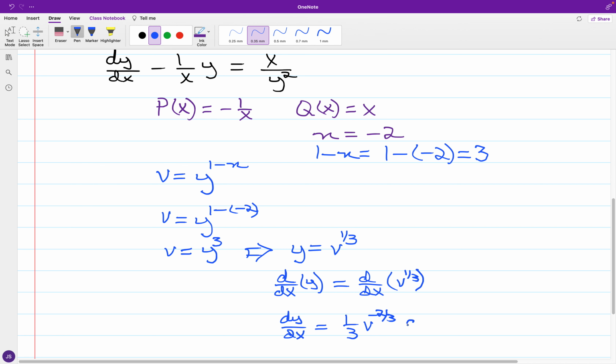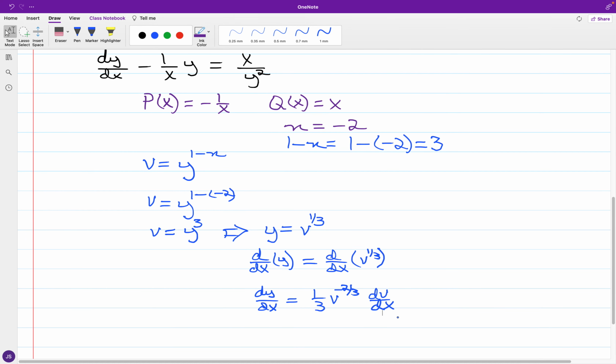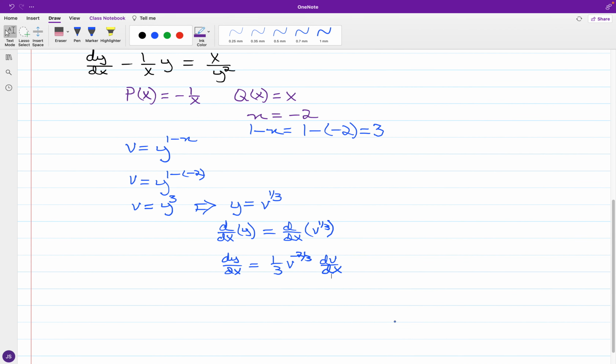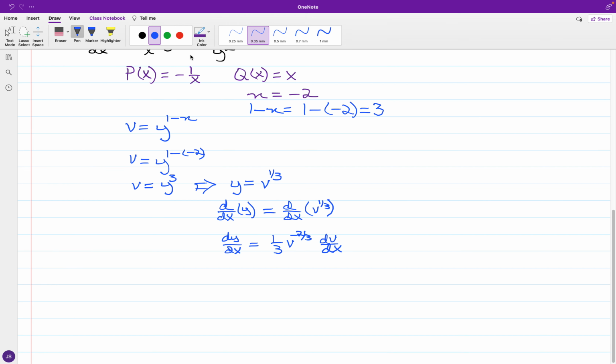So we have dv over dx. And if you notice, going back to our original equation, just taking what we have in the rewrite, we have dy over dx, and that equals 1/3 of v to the negative 2/3 times dv over dx.